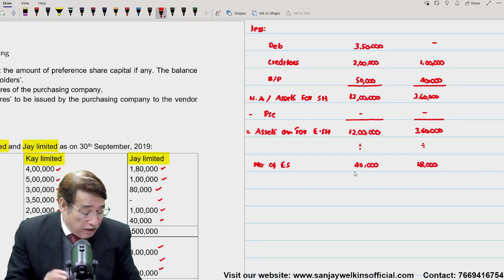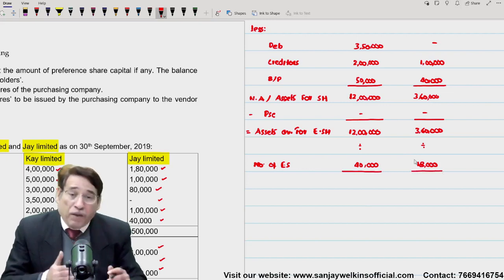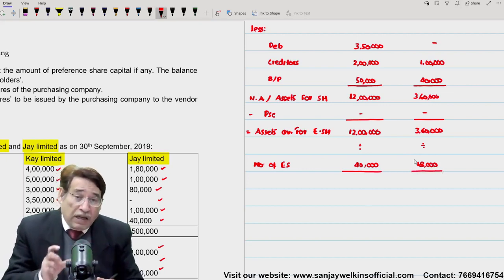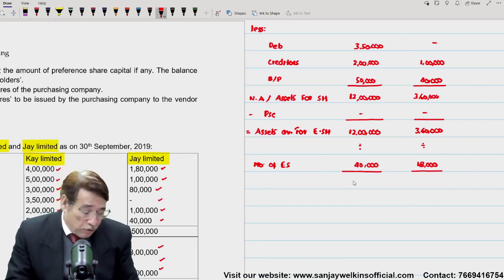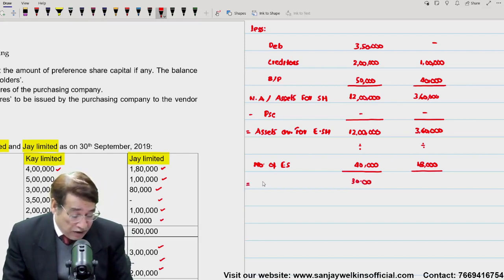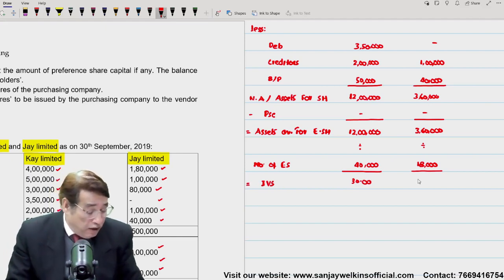By dividing the assets available for equity shares by the number of equity shares, we are getting something, and this value is known as intrinsic value of share. Correct? In this case, it is equal to 20.